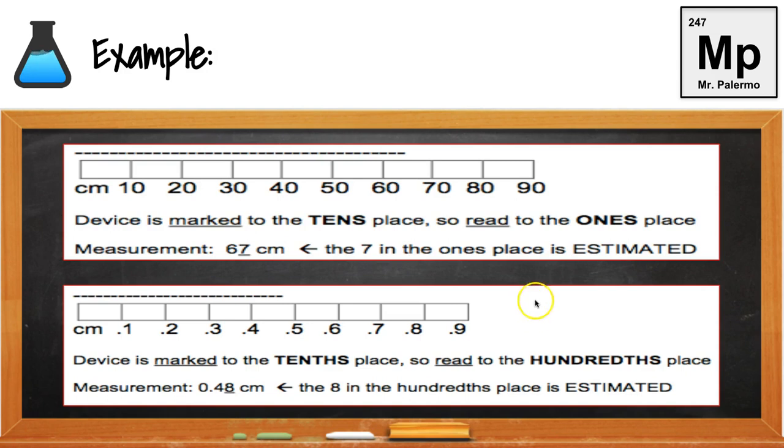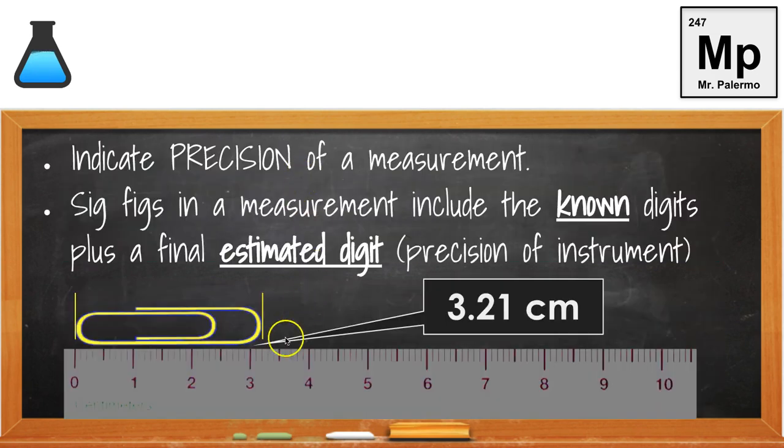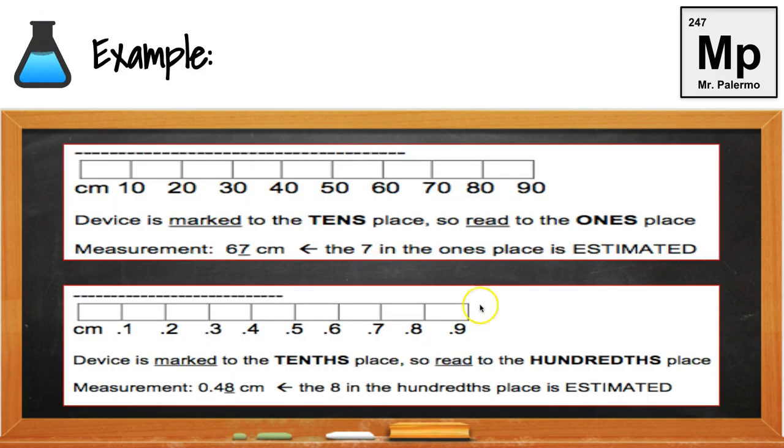Here are 2 more examples. So this is not as precise as the previous measuring device. This goes by tens. And so really what happens is when we have a measuring device, we always estimate 1 place past the smallest division. So if you go back here, the smallest division is going to be tenths. So we estimate to the next place value, which is the hundredths. Here, this is going by tens. So we're going to estimate to the next place value, which is going to be the ones place.